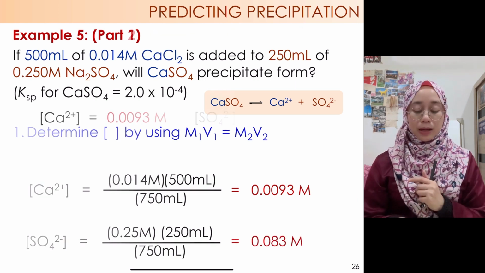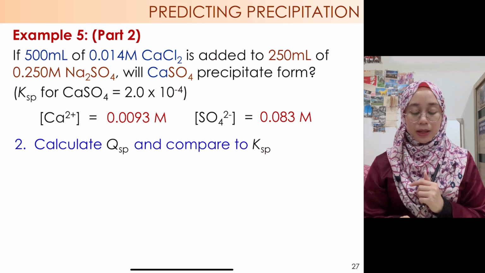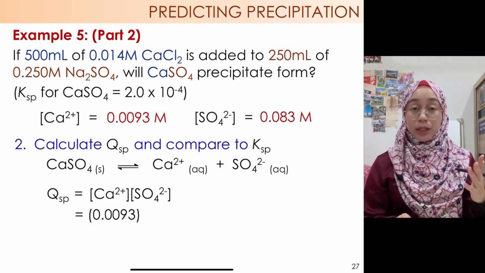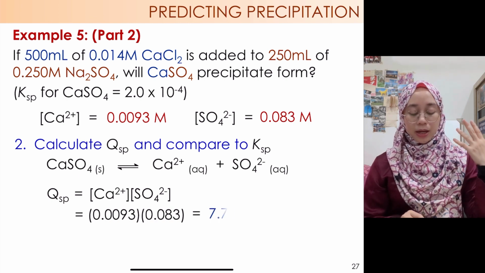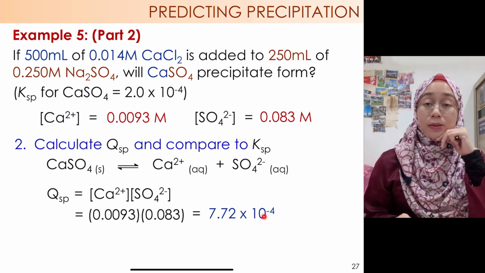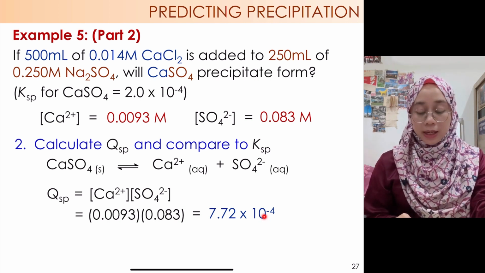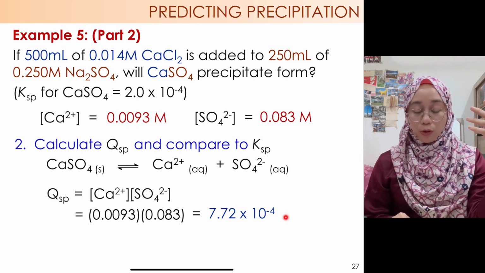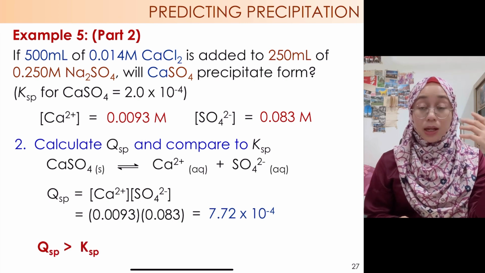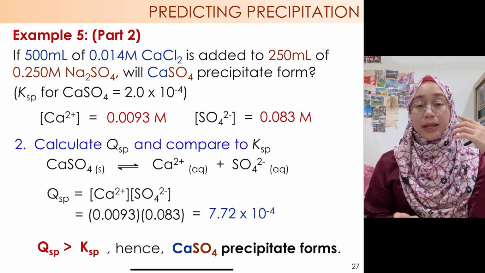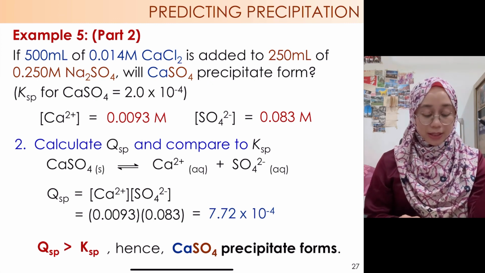So now barulah kita boleh masukkan yang ni dalam QSP class. Bila kita expresskan QSP, ini yang kita dapat. Masukkan value concentration yang kamu dah kira sebelum ni, and then you will get 7.72 exponent negative 4. So this is QSP. Soalan belum habis lagi kan, because soalan tanya will calcium sulfate precipitate form. So we have to do comparison then. QSP is larger than KSP value. Therefore, calcium sulfate precipitate forms. Okay, very simple soalan ni.